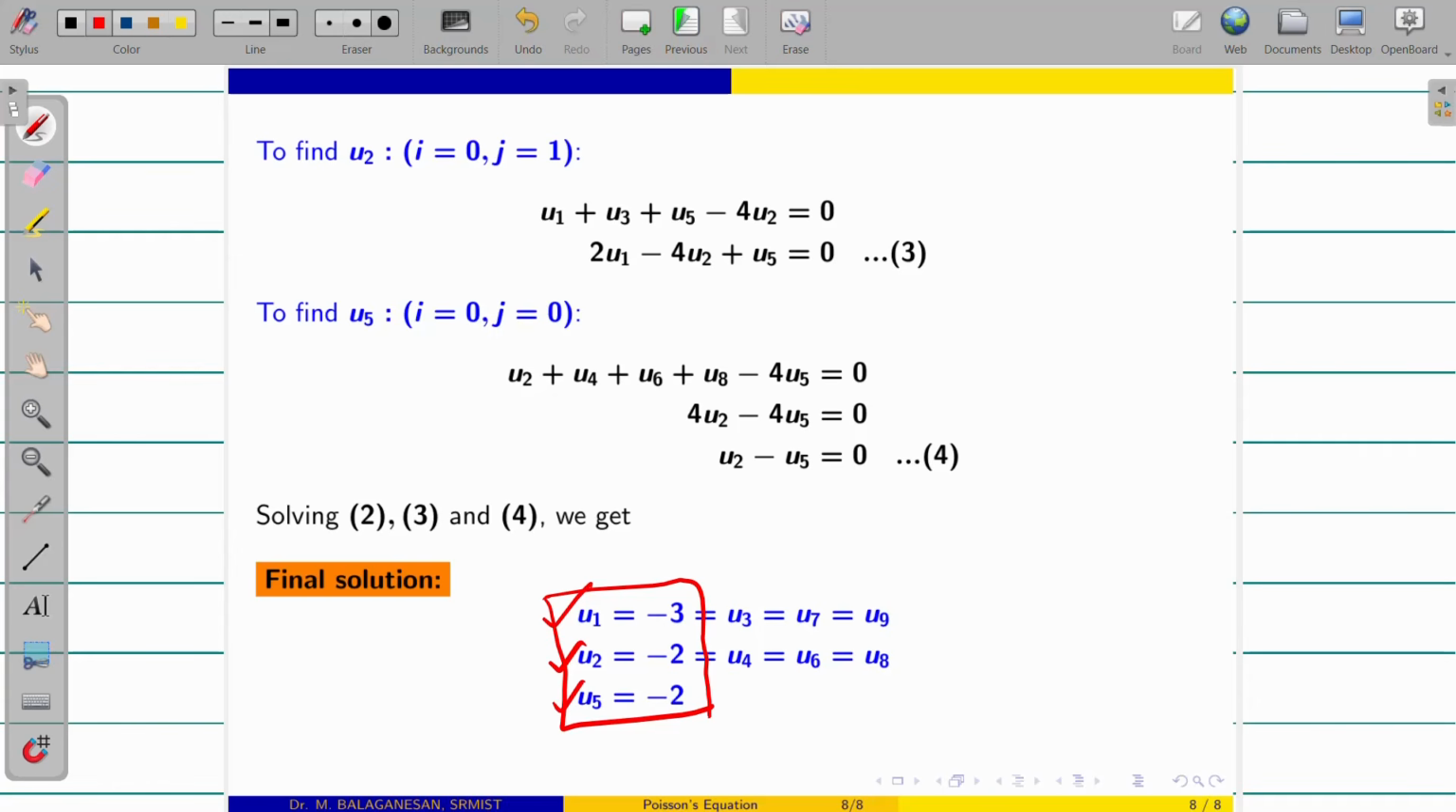That's it, guys. This is the way to solve Poisson equation. I hope this concept is clear to you.